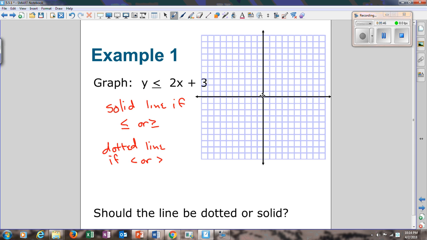So we start by going to the y-intercept, the same exact way we plotted lines in the last chapter. Go up 3 and make a dot. Then from there you go up 2 and over 1. You go up 2 and over 1 again, up 2 and over 1 again. Solid line.